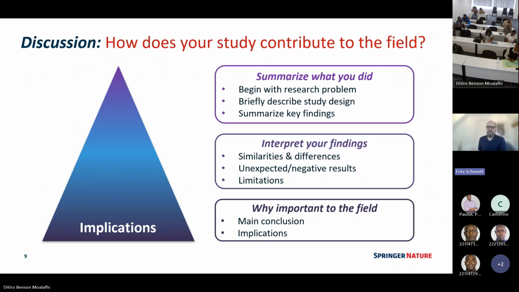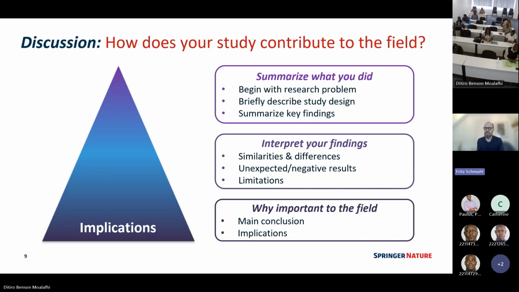The beginning of a discussion will generally summarize overall what you've done. So it could be useful here to highlight again the research problem that you presented right at the beginning, because that places into context the key findings that you introduced earlier. The majority of the discussion, though, is going to be interpretation.